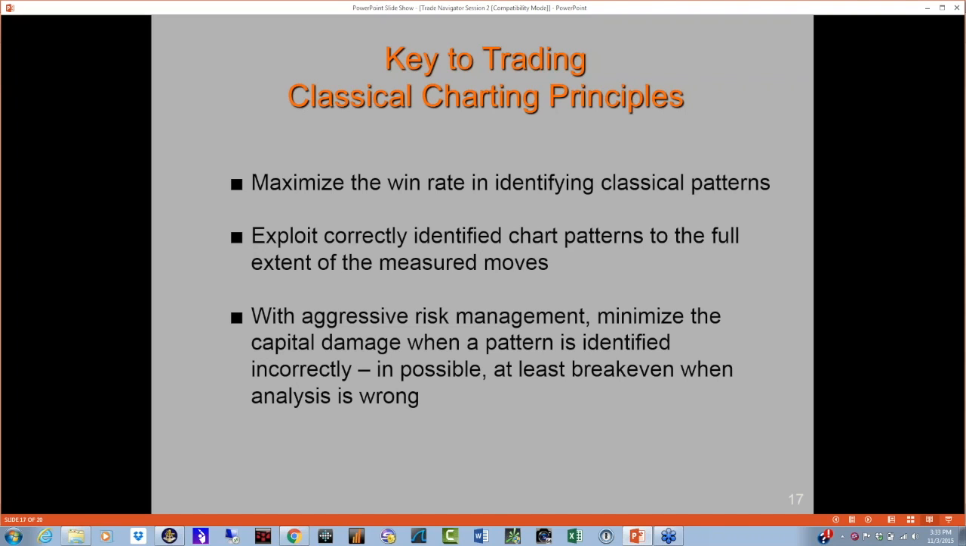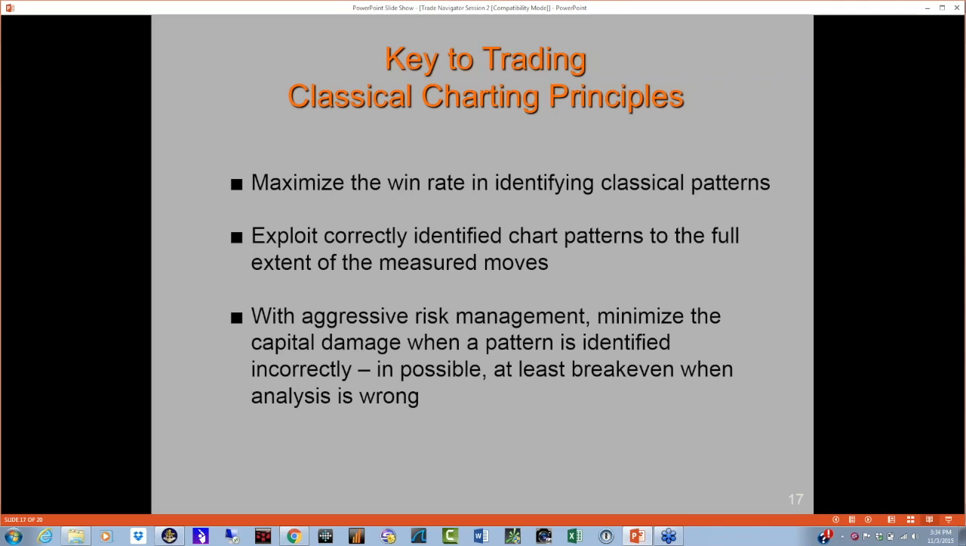We want to exploit correctly identified chart patterns to the full extent of the measured move. A lot of times people experience 8 straight losses. They finally get in a winning trade. The first thing they want to do is take profits because they're afraid to let the profits go. Actually, we want to get into trades and not look for reasons to get out, but look for reasons to stay in, at least in a portion of our trade.